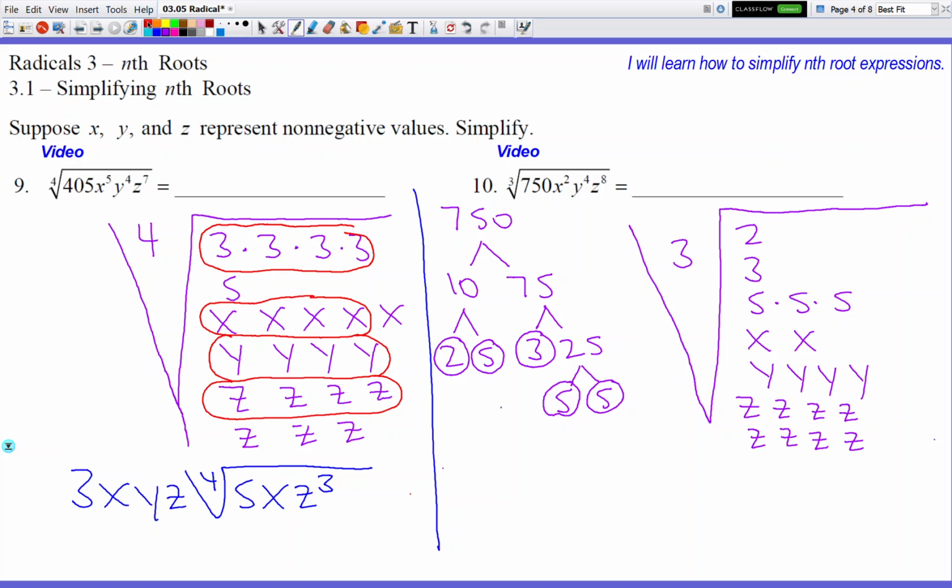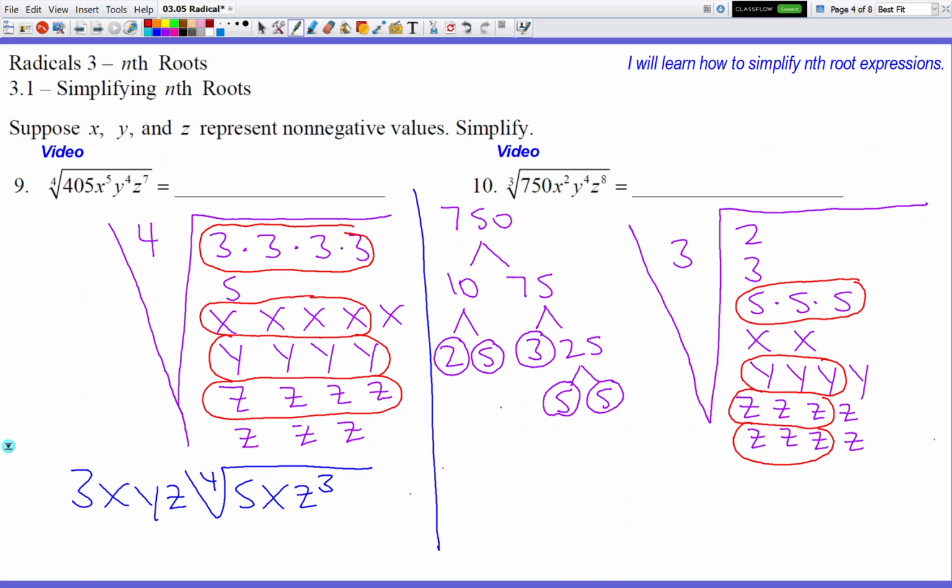Okay, so let's get my red pen out. Let's circle 3 things that match. So I got 3 5s. I got 3 Y's. I got 3 Z's. I got another 3 Z's. And I think that's it.